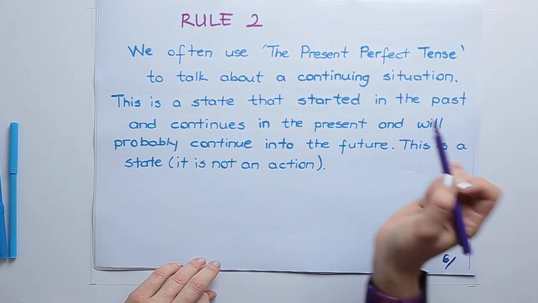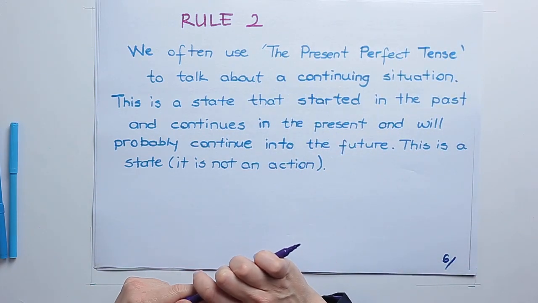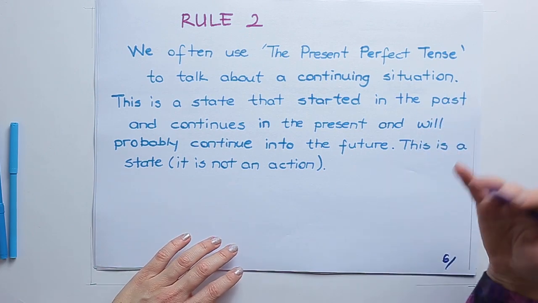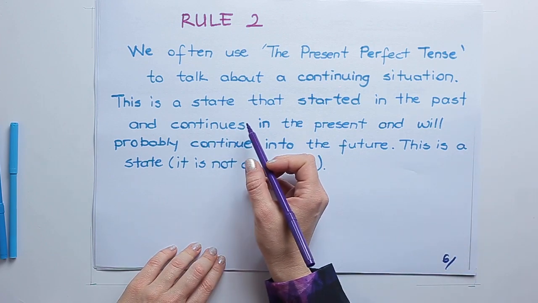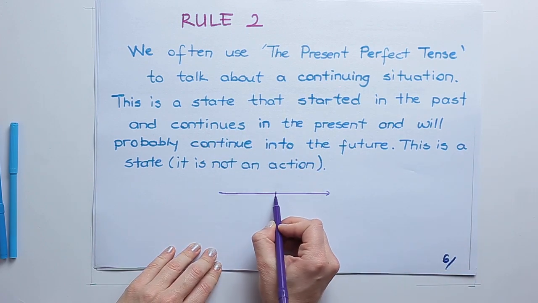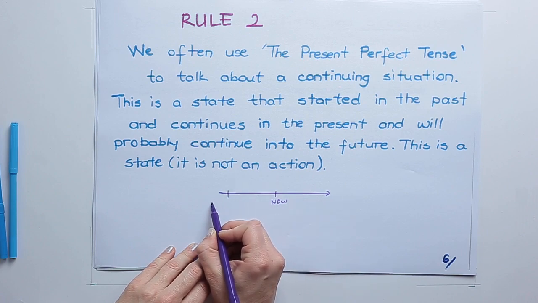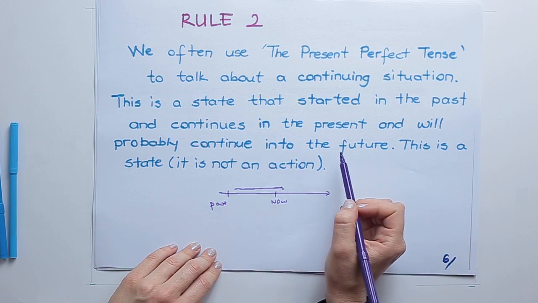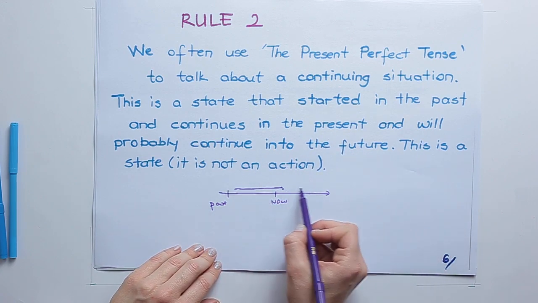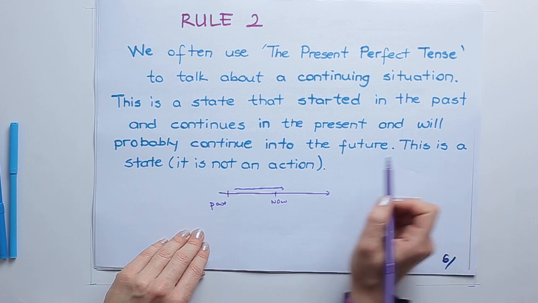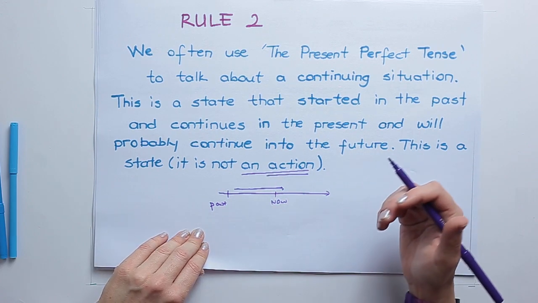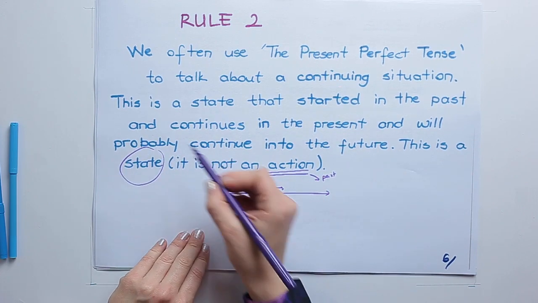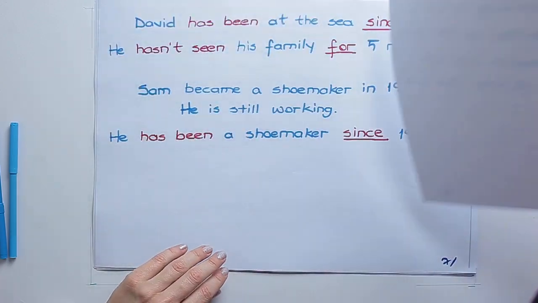Now, rule 2. We often use the present perfect tense to talk about a continuing situation. The situation is still ongoing. This is a state that started in the past, continues in the present, is still ongoing, and will probably continue into the future. This is a state, it's not an action. If this was an action, it would be in the past. But since it's a state, it is still ongoing.